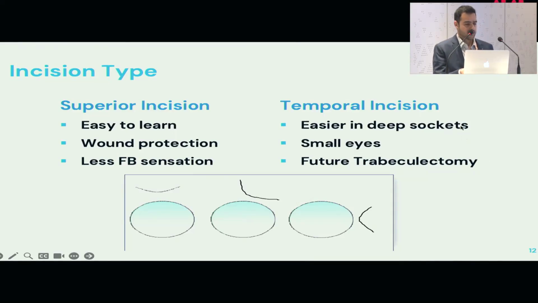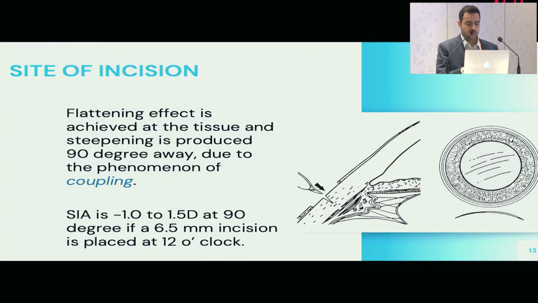The other thing is incision type. Superior incision has been found to have more chances of astigmatism, and although it is easy to learn, and we usually learn it during our residency, temporal incision is the one which is better for treating astigmatism. It is also preferred in cases where there are deeper sockets, smaller eyes, or where future trabeculectomy is considered.